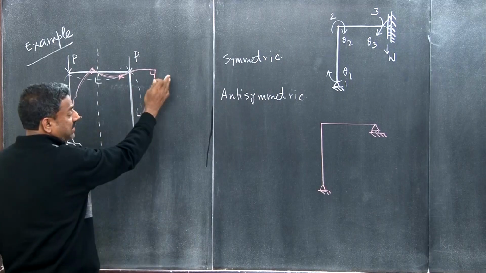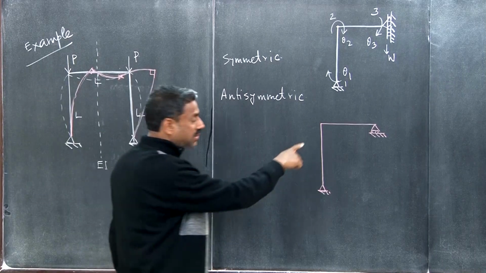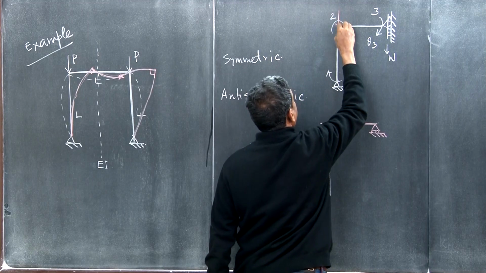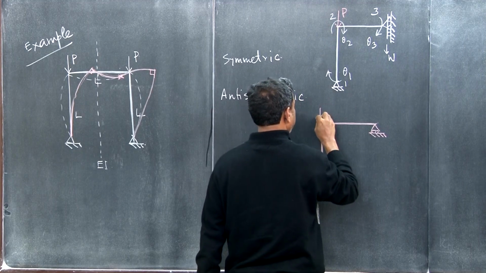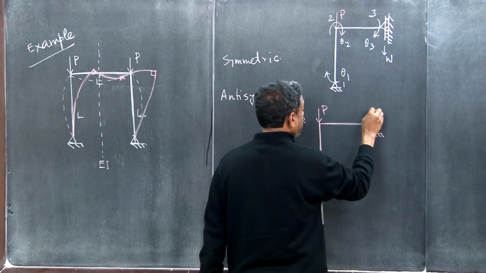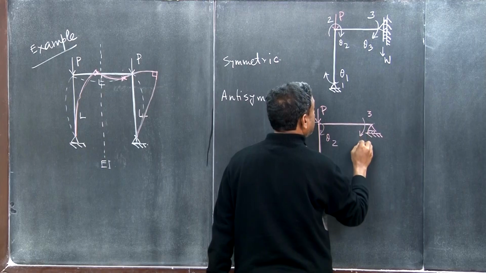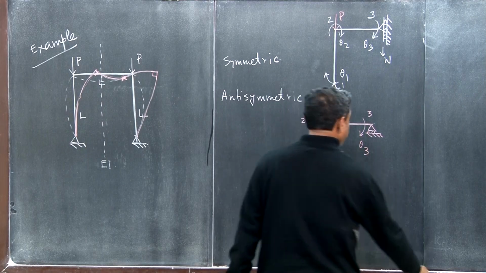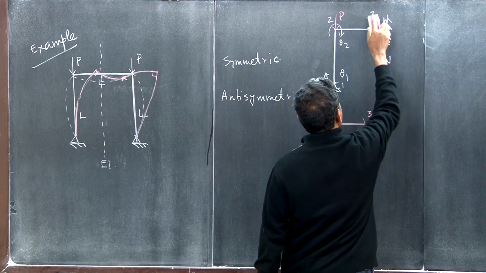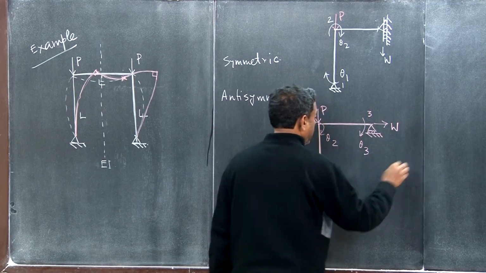So you see that sway is allowed, and then we are considering only half of it. So rotation is allowed. Do you understand that? This is subjected to force P, this is also subjected to force P, and here you see that there will be rotations theta 1, theta 2, theta 3. Please note that here there cannot be any rotation, only vertical deflection, W.